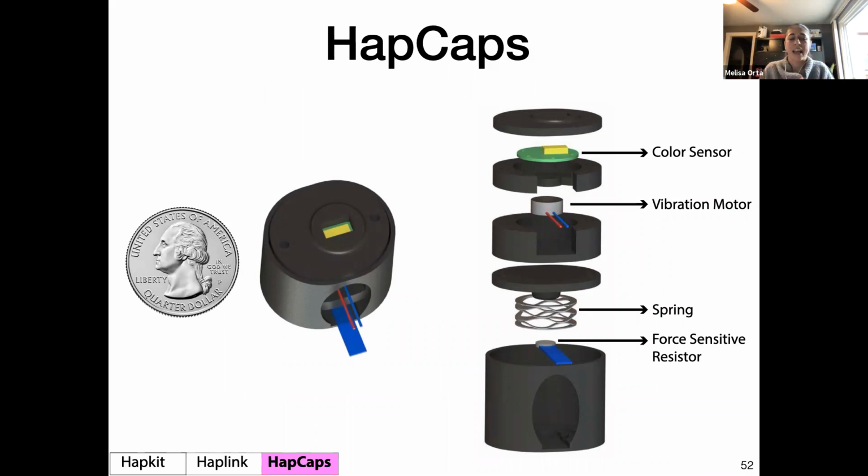With the aim of further understanding this phenomenon, we designed this device, which we call HapCaps. These are just haptic buttons that can be programmed to give tactile haptic feedback in the form of a vibration in response to a finger press. Each button is composed of a color sensor, which can tell which finger is pressing the button, because the users are wearing a glove with colors on it. And then it has a vibration motor to give the haptic feedback, and a combination of a force-sensitive resistor, a spring, and an extruded feature to act as a button.